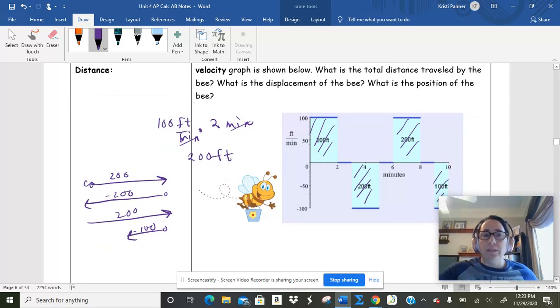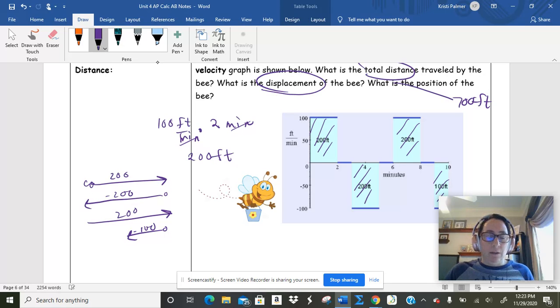So the total distance that the bee has been going back and forth would be 200 plus 200 plus 200 plus 100, because he's covered that. Whether you're going forward or backwards, you're still burning calories and moving around. So that's my total distance. So total distance here would be 700 feet because I'm adding all of them up.